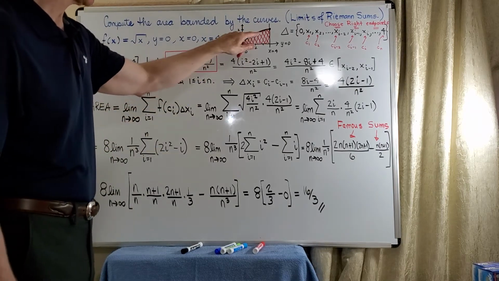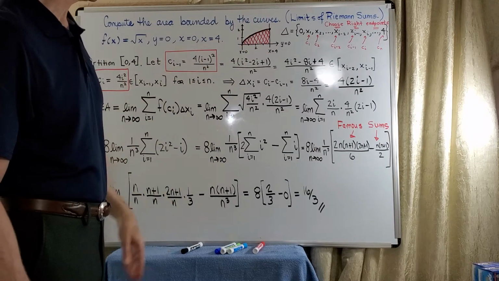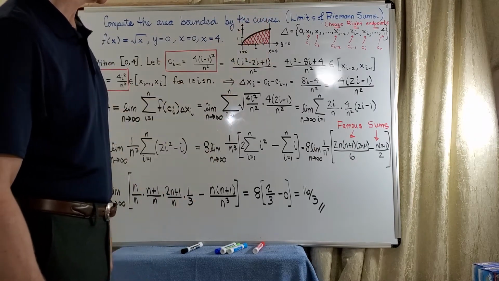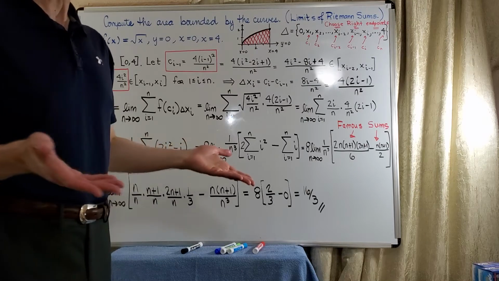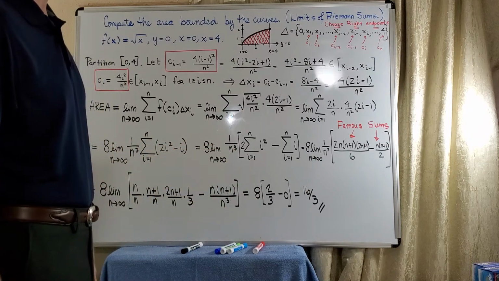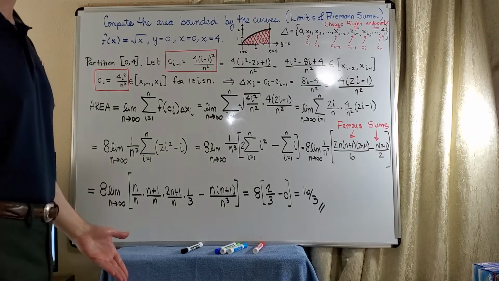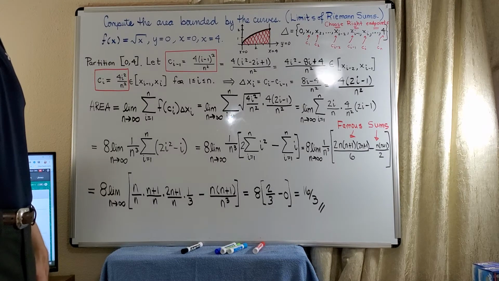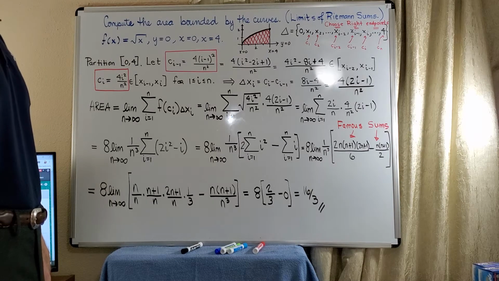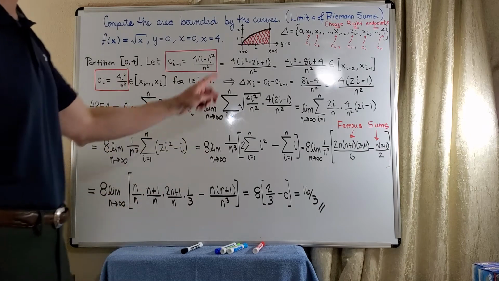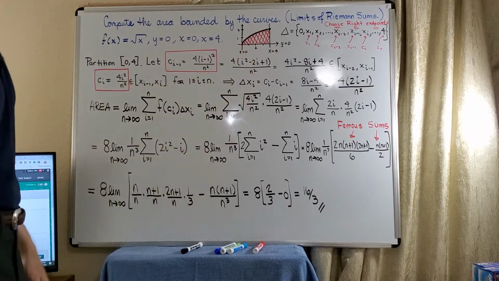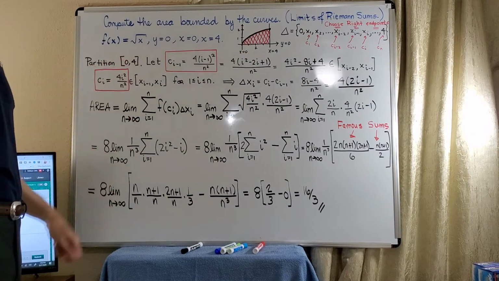And you can see that I have drawn a little picture here and shaded in the red to establish what actual area we're trying to compute. Now, in order to use a Riemann sum, we basically have to partition the interval that we're interested in. And the interval in this case is just 0 to 4, as I've written here, partition 0 to 4.